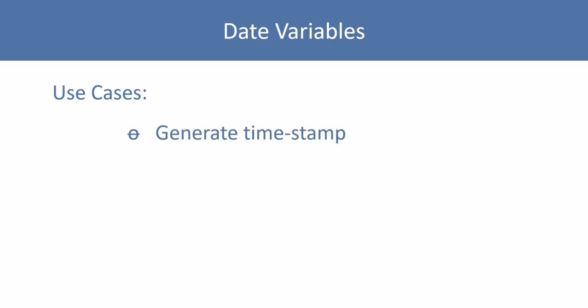So let's look at some of the use cases. The first is generating a timestamp. Timestamp can be employed to be added as a part of some kind of order ID where we can generate a unique order IDs every time.